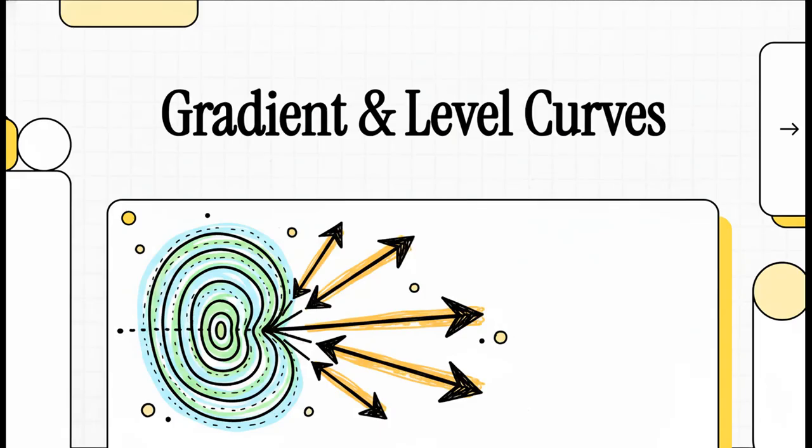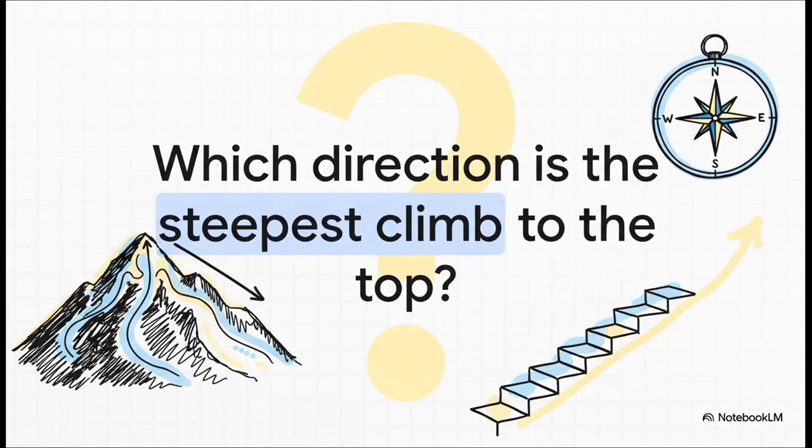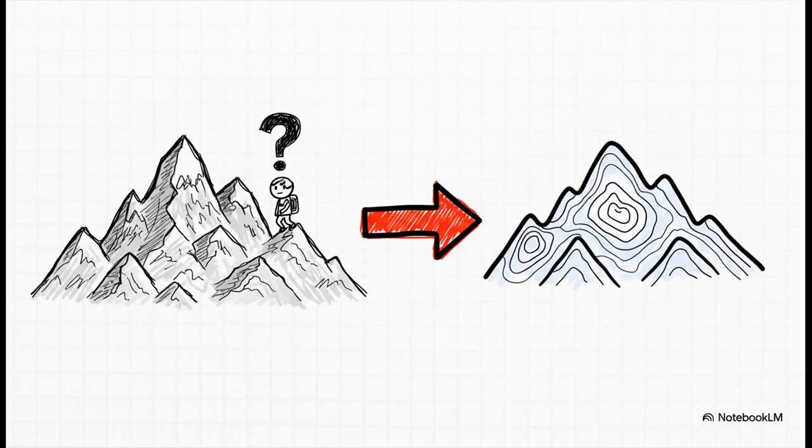Let's unpack one of the coolest visual ideas in all of multivariable calculus. To really get this, let's just imagine we're a hiker on this mountain. So you're standing there and you gotta ask, which way is the steepest path up? Trying to figure that out in 3D is tough. What you really need is a map.